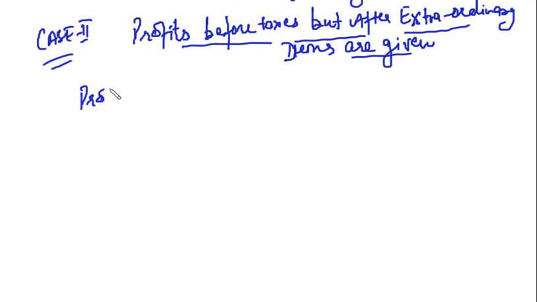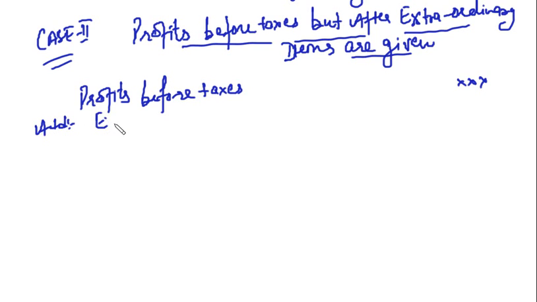What I will say is profits before taxes. Now, if there is an extraordinary expense debited in the profit and loss account, that would have reduced my profits. Now I am doing the reverse working. What will I do with the extraordinary expense? I will add back extraordinary expenses, right?